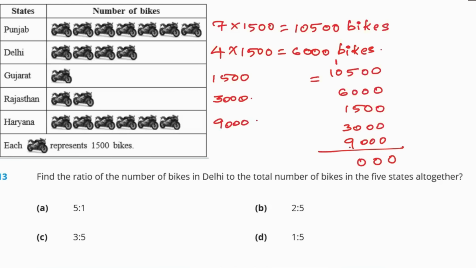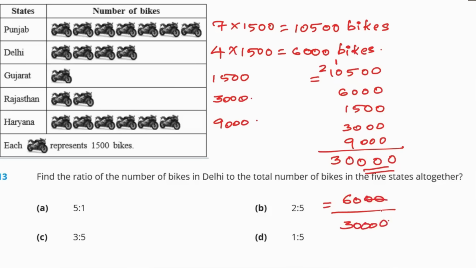Okay, so the total number of bikes is 30,000 and the bikes in Delhi is 6,000. So we have to find the ratio of the number of bikes in Delhi to the total number of bikes. So 6,000 by 30,000.